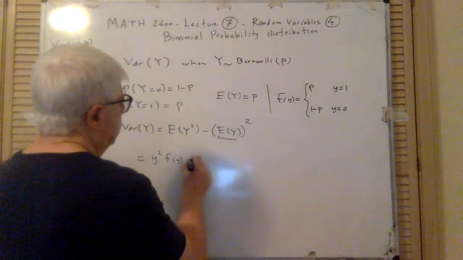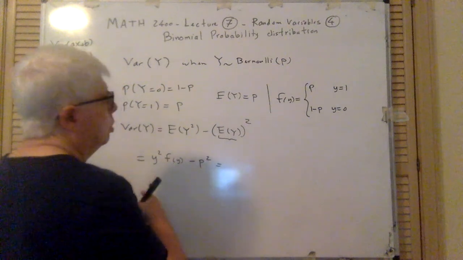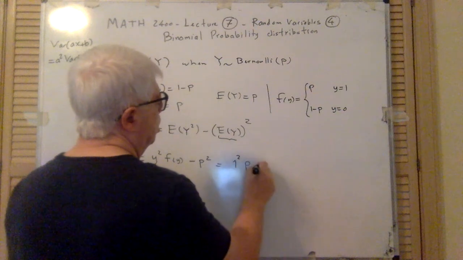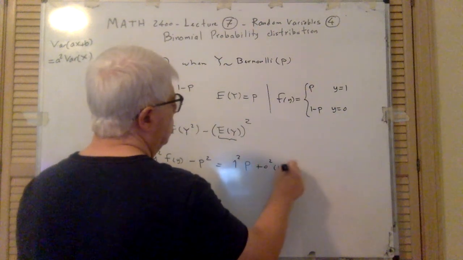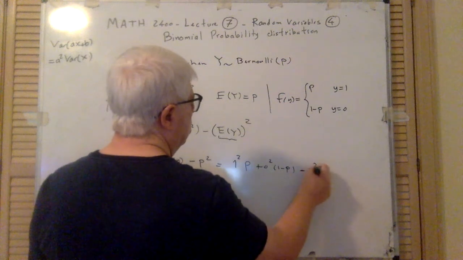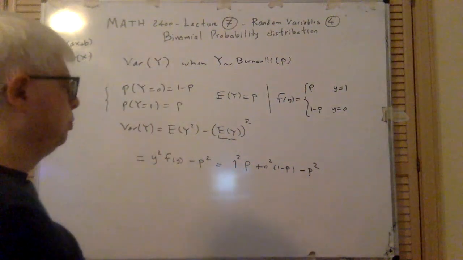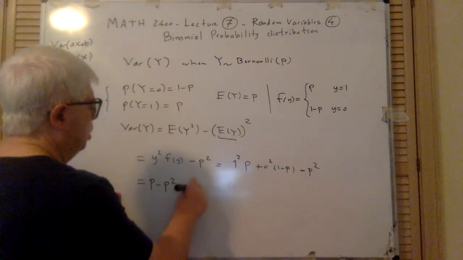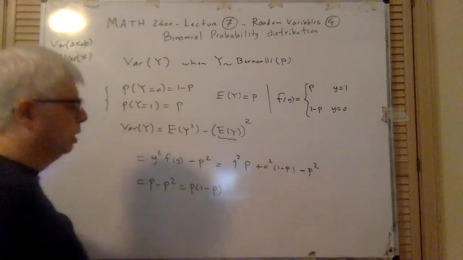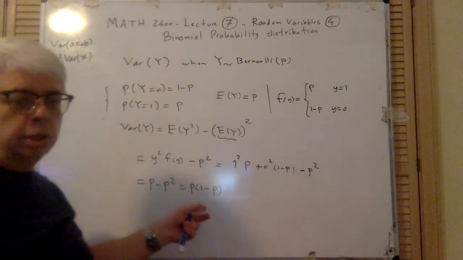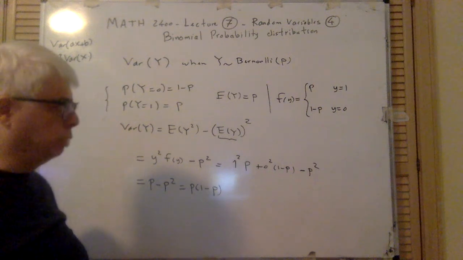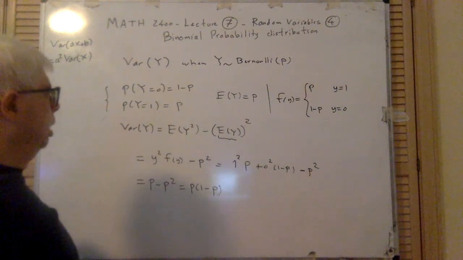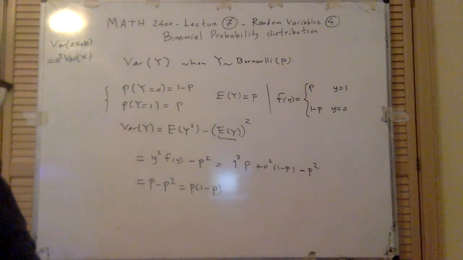So what do I have? The first one is 1 squared times p plus 0 squared times 1 minus p, and there is a p squared here. So that is in fact p minus p squared, and that is p times 1 minus p. Look at it, this is not negative, because p is a probability, and probability is between 0 and 1. So variance of y is in fact p times 1 minus p.